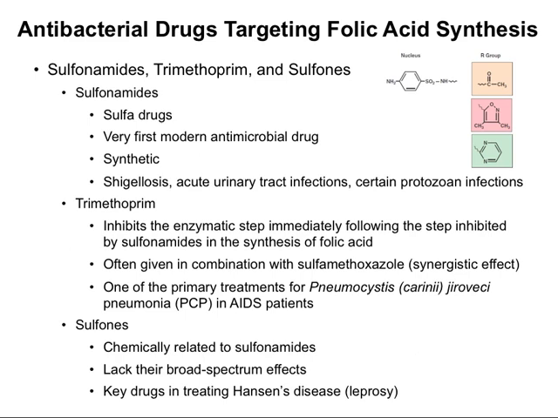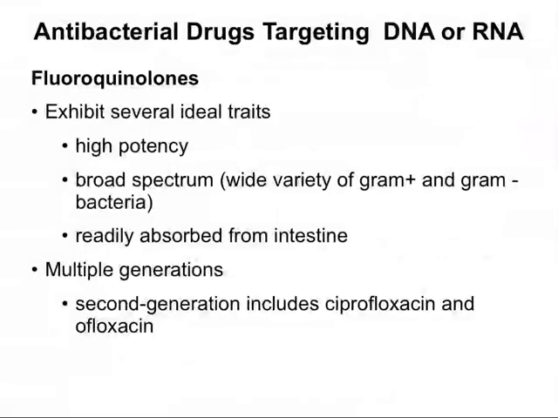They're chemically related to sulfonamides, however, they have much less broad spectrum effects, and they are key in treating Hansen's disease or leprosy. There are a few antimicrobial drugs that target DNA or RNA, however less, because nucleic acids in prokaryotes and eukaryotes are chemically similar. So those prokaryotes that are infecting us have really similar DNA and RNA. Even so, DNA and RNA have proven to be relatively useful targets for these antimicrobials.